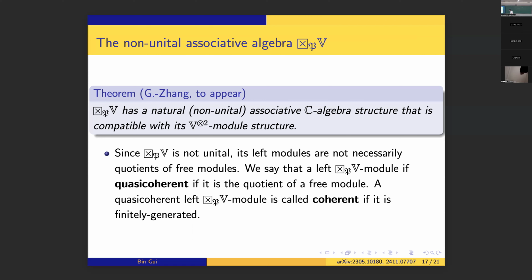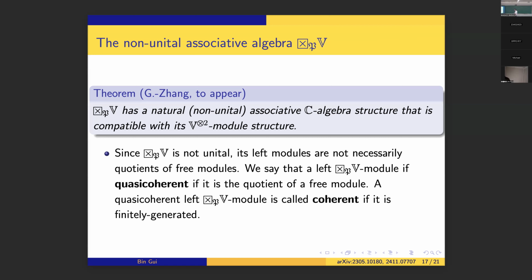So we call these modules quasi-coherent left modules. And we also want the modules to be not only quasi-coherent, but also finitely generated. So I call these finitely generated quasi-coherent modules coherent modules. For example, this algebra itself is quasi-coherent as a left module over itself, but in general it is not finitely generated.